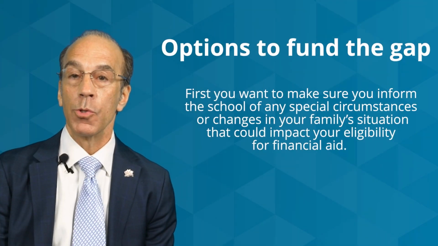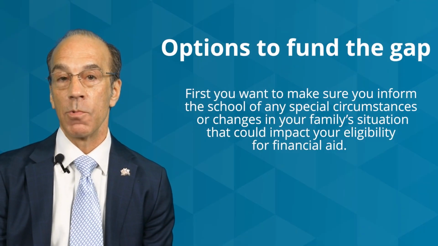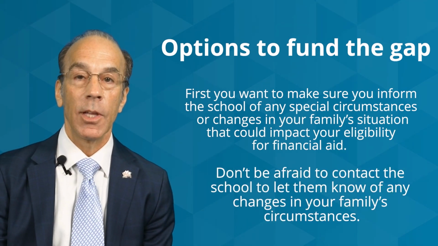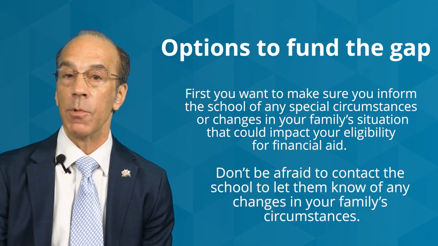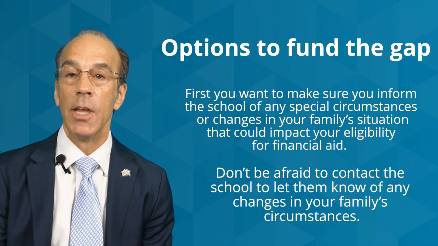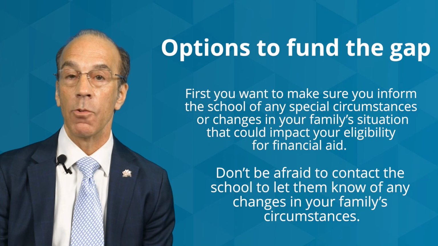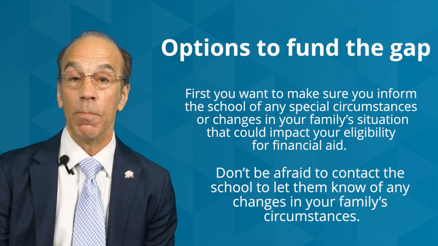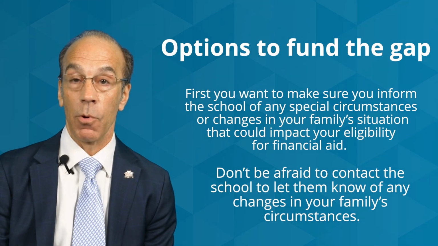Now that we know the costs, we can look at options to fund the gap. Let's review some of the options that may be available to you. You may want to make sure the school is aware of any changes in your family's circumstances that could impact your eligibility for financial aid. Don't be afraid to let the school know of any changes in your family's circumstances, such as reduced income, changes in employment, medical or dental expenses not covered by insurance, recent death or disability, or changes in your marital status, such as divorce or separation.